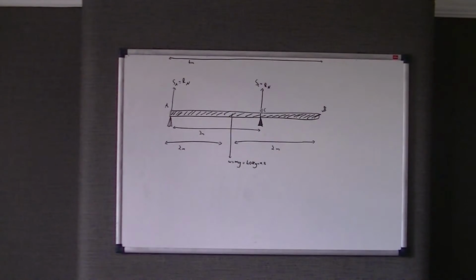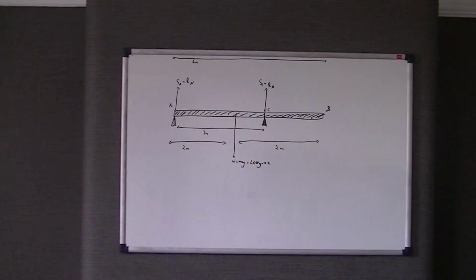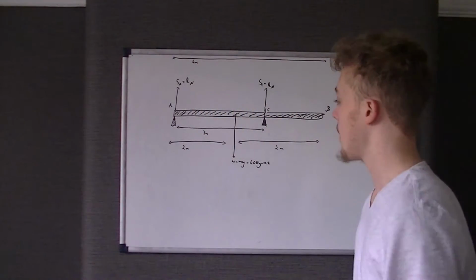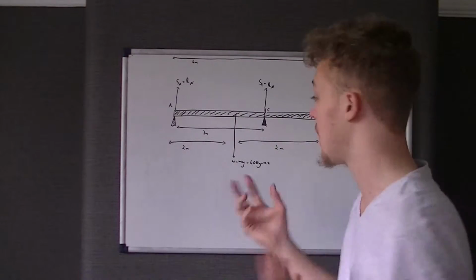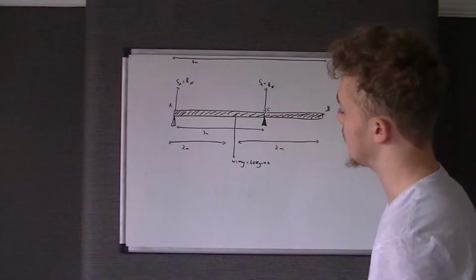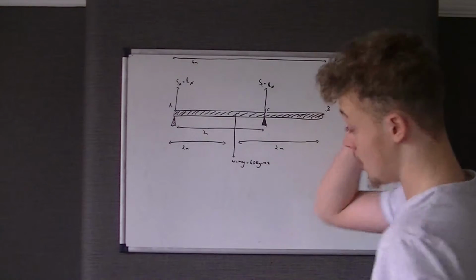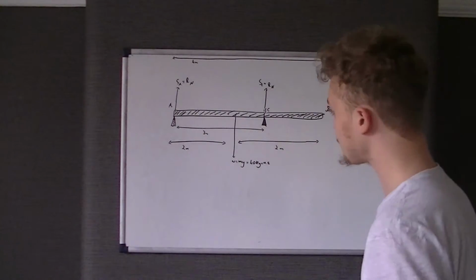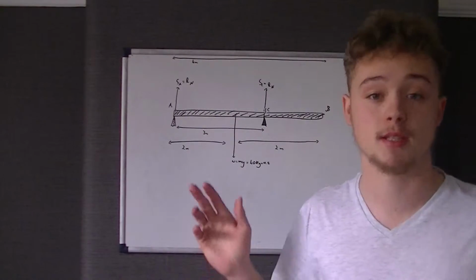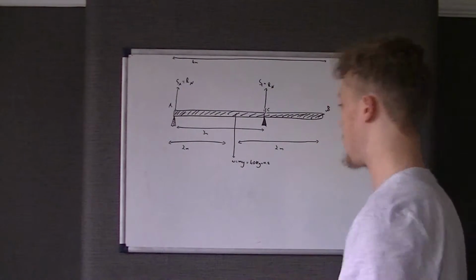Okay, so welcome. This is question 1 for Edexcel's M1 June 2003 past paper. What we're given in this question is a plank, and it's supported by A and C. We're told that it's got a length of 4 meters. The distance between points A and C is 3 meters.